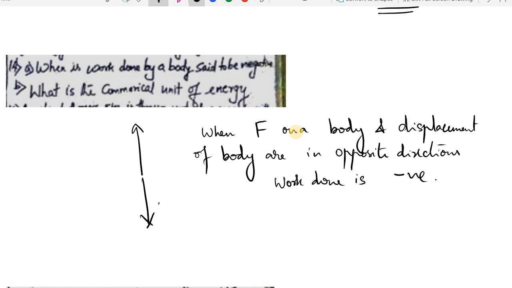So when is work done positive? When the direction of force on a body and the direction of the displacement are in the same direction, then the work done is positive. Next, what is commercial unit of energy? Yeah, so commercial unit of energy is kilowatt hour. Kilowatt hour is the commercial unit of energy.